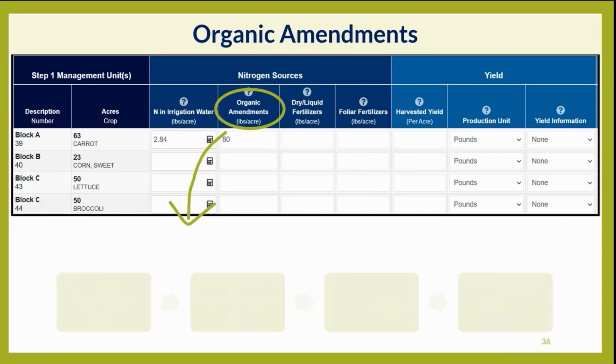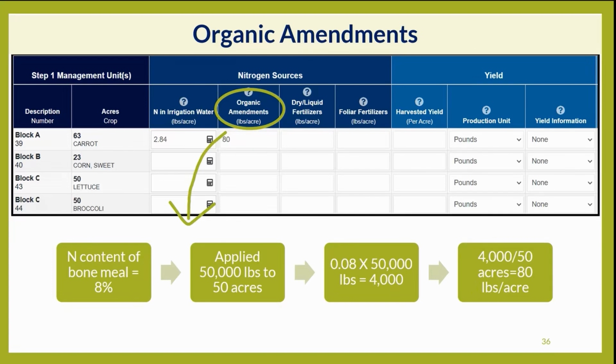In our example here, I'm using bone meal. The nitrogen content of bone meal is 8%. On my carrots, I've applied 50,000 pounds to my 50 acres. So I multiply 0.08, so 8%, by that 50,000, and then I divide it by my acres to get the pounds per acre. In this case, I've got 80 pounds per acre of nitrogen applied with organic amendments.